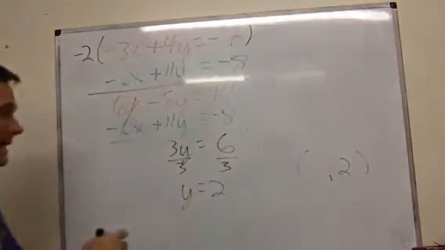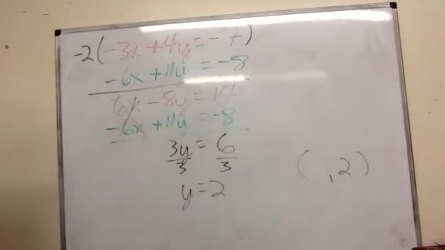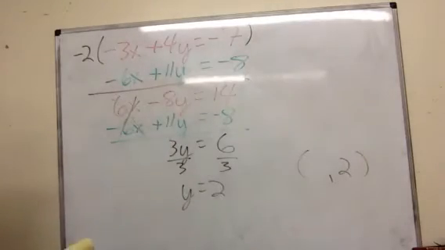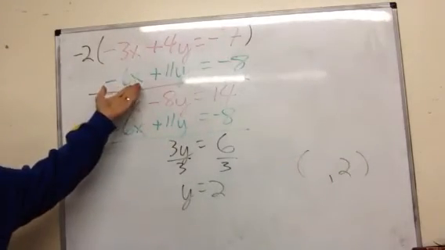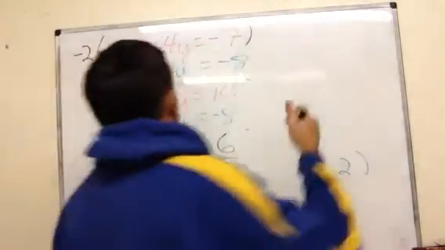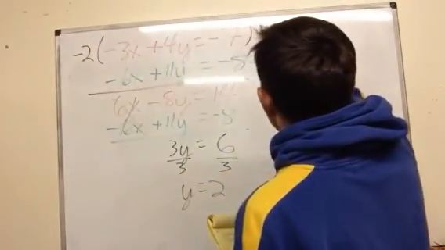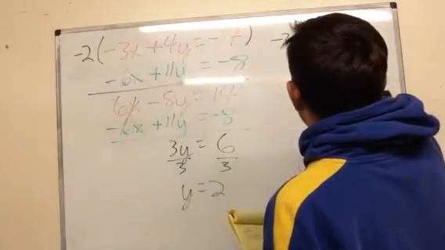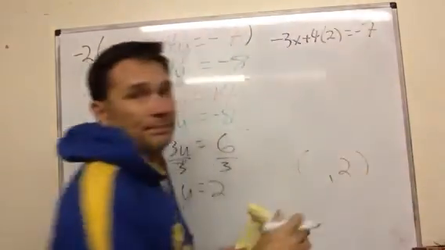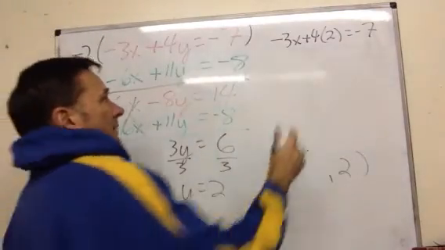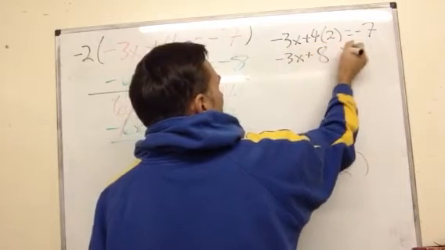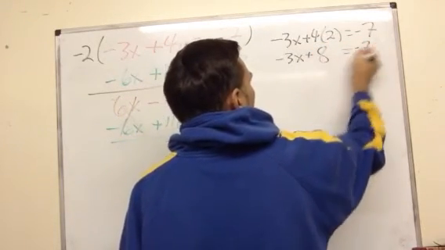Put it in the y spot. So now, again, I have negatives in both equations. We can pick, but you know what, the top equation is smaller numbers. So I'm going to use this one instead. So I have negative 3x plus 4 times 2 equals negative 7. 4 times 2 is 8.